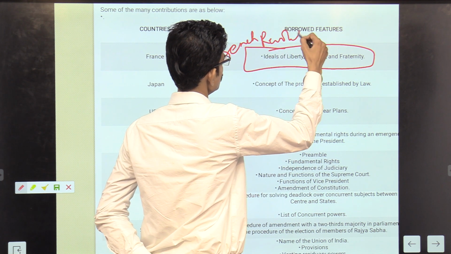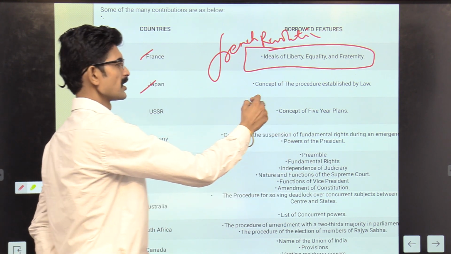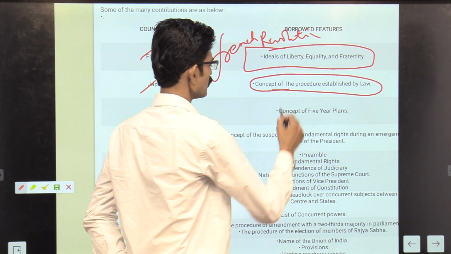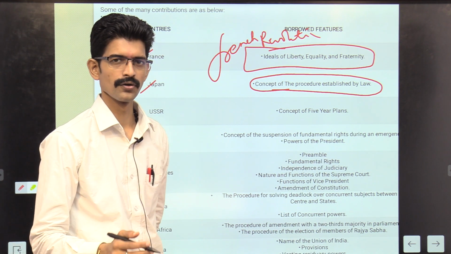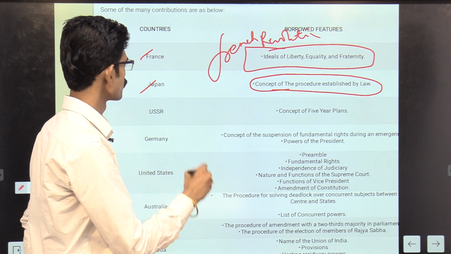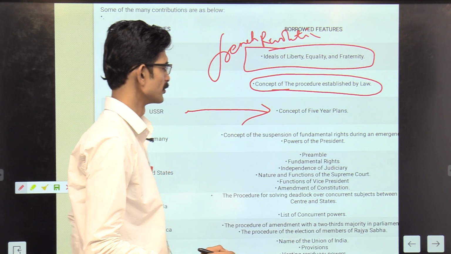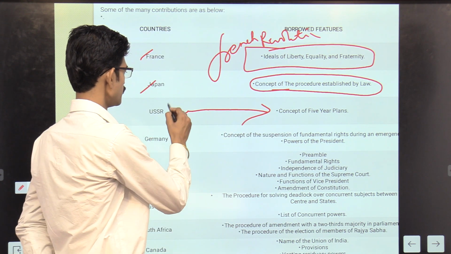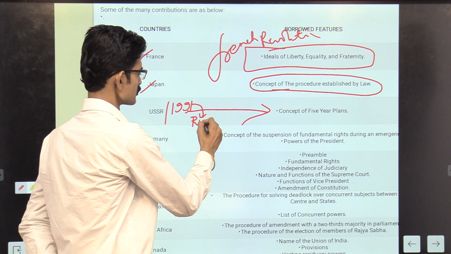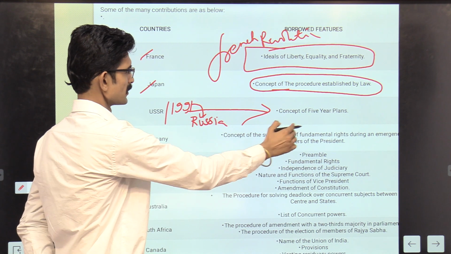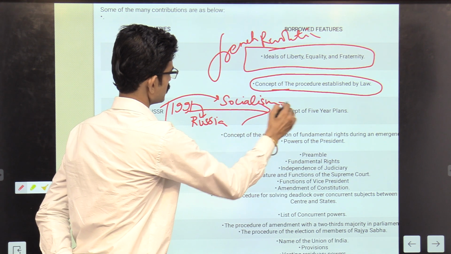Then from Japan, we got the concept of the procedure of establishment of law, rule of the law, and rule to be followed by the law. So those are the functions from the Japan Constitution. Then we see 5-year plans borrowed from USSR formally. Later in 1991, it was broken up into Russia and other states. So USSR gave the concept of 5-year plan, then the principle of socialism was again a part of it.